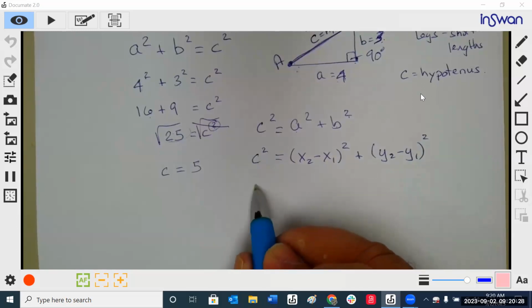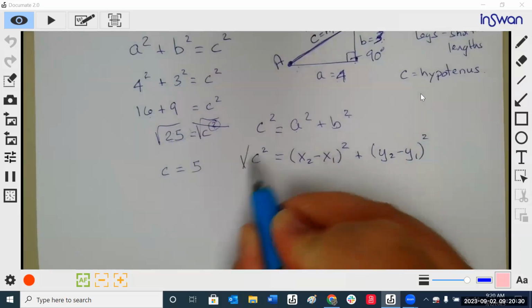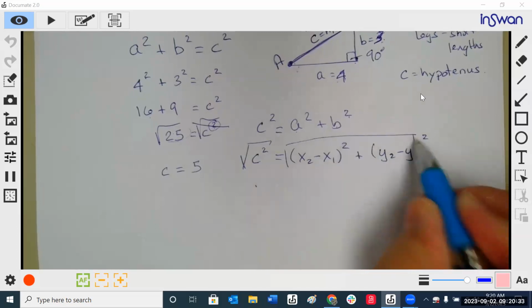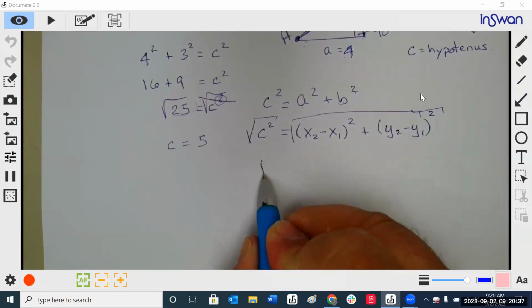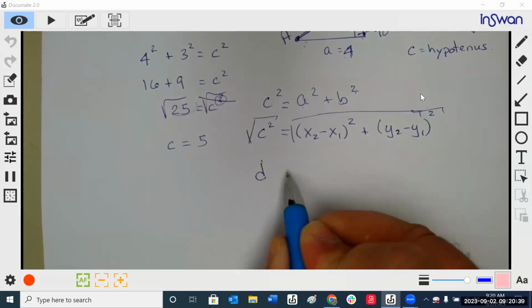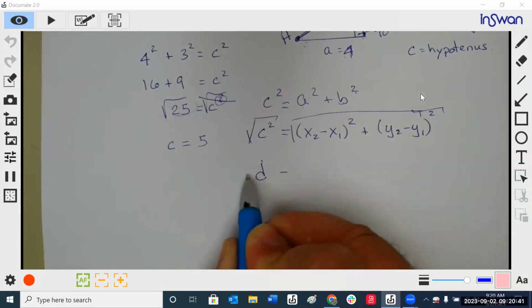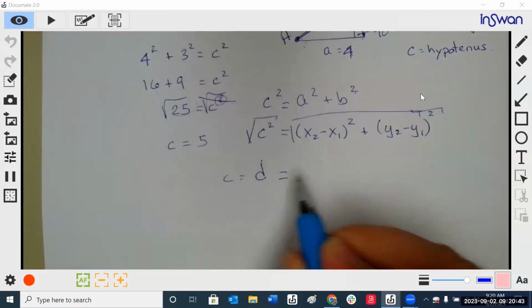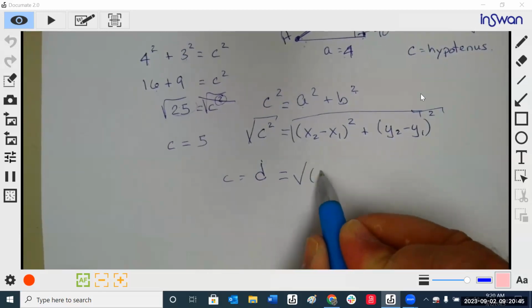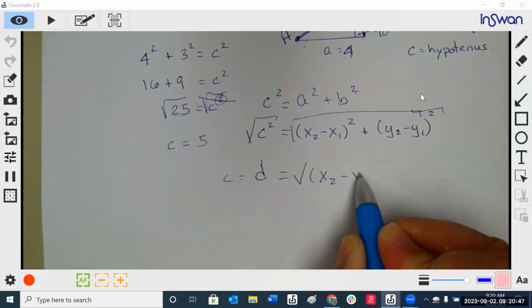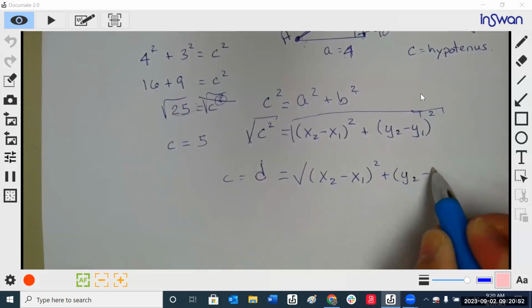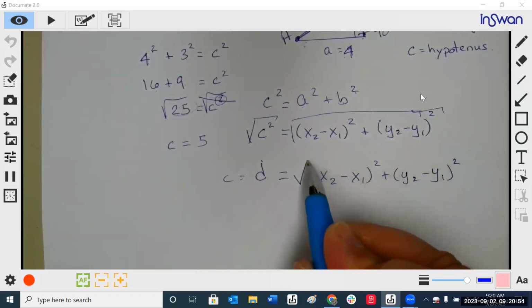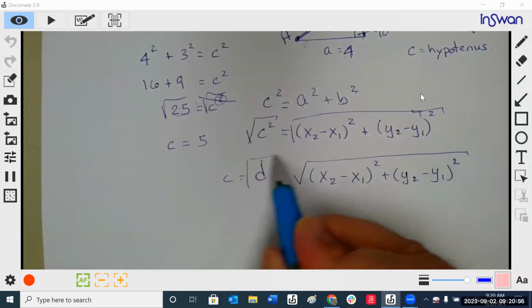Remember, the hypotenuse is the distance. So to get the distance, we square root both sides. So the distance, which is C, is the square root of x2 minus x1 squared plus y2 minus y1 squared. There's your formula for the distance.